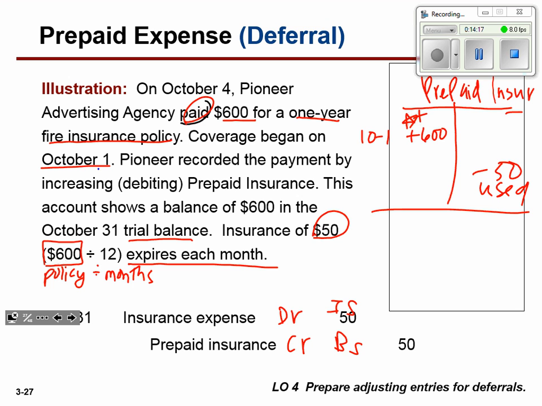Why is it a deferral type of adjusting entry? Where's the money? The beginning or the end? At the beginning. What happens? The event over time. In this case, 1 month went by for our insurance.